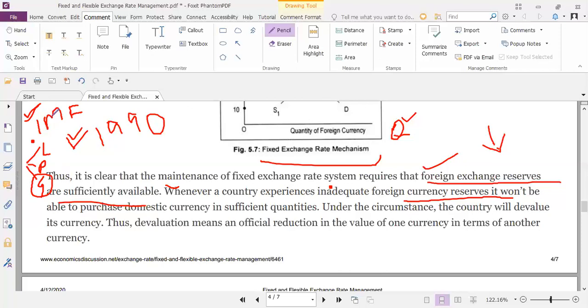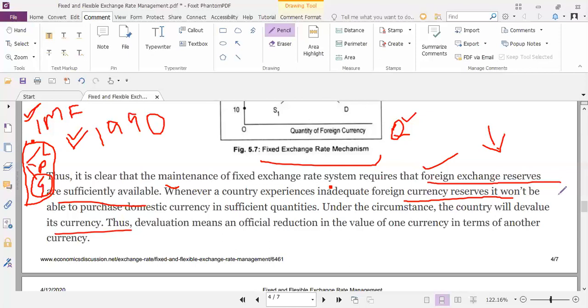Because of this crisis, we had to accept these conditions from the IMF, and because of these conditions, we changed our economy. Our economy structure changed. There were a lot of changes in our economy. We moved to globalization. This is the reason today our foreign trade is more. Imports and exports both are very high in India. So whenever a country experiences inadequate foreign exchange reserve, it won't be able to purchase domestic currency in sufficient quantities. Under the circumstance, the country will devalue its currency.